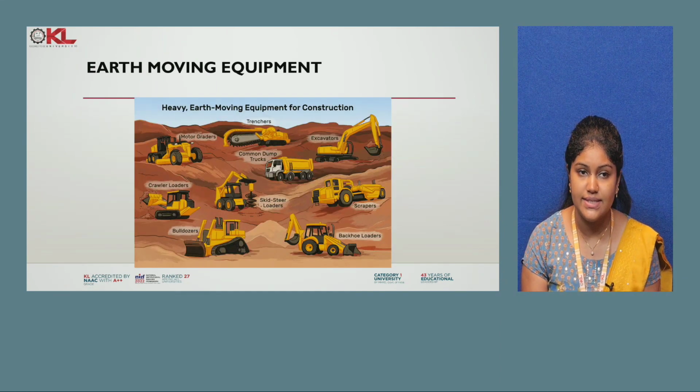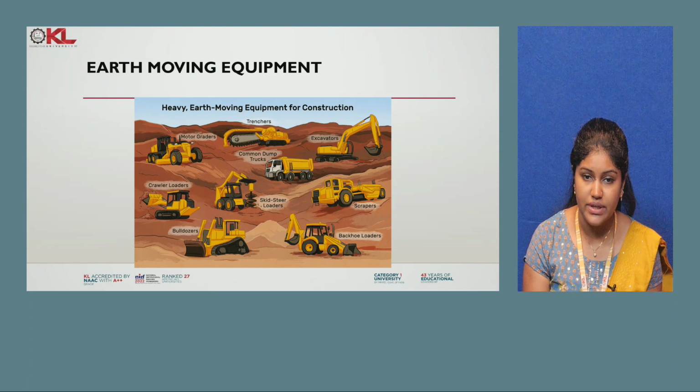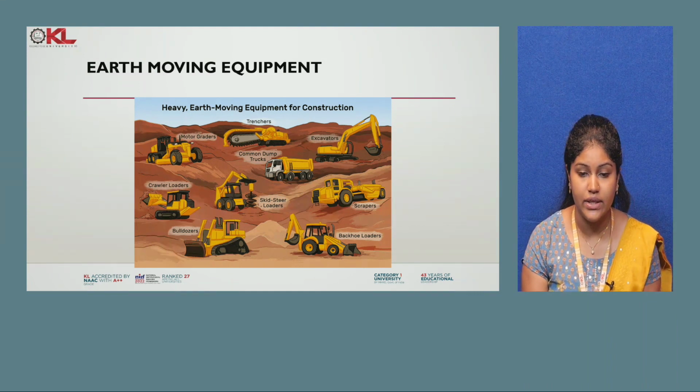So here you can see the earth moving equipment. There are different types of earth moving equipment. Based on the soil, if it is a heavy soil or a medium type of soil, the equipment will vary. For example, you can see the bulldozer. That is one type of earth moving equipment. The second one is backhoe loaders, graders, excavators, trenchers, motor graders, etc. are the different types of earth moving equipment.